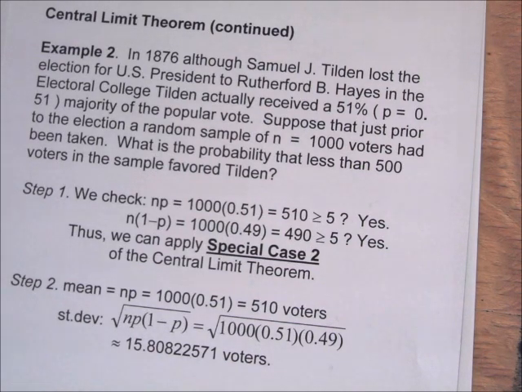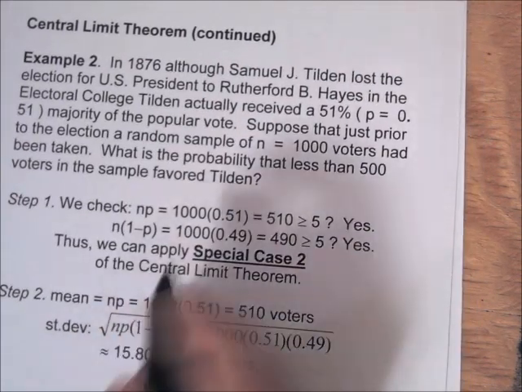Okay, so anyway, in this 1876 election, Tilden got 51% of the vote, so p is 0.51. Suppose that a sample of 1,000 voters had been taken just prior to the election. What is the probability that less than 500 voters in the sample favored Tilden? So this is special case 2. This is actually a binomial. We're going to treat this as a binomial random variable, because what is the probability that x is less than 500.